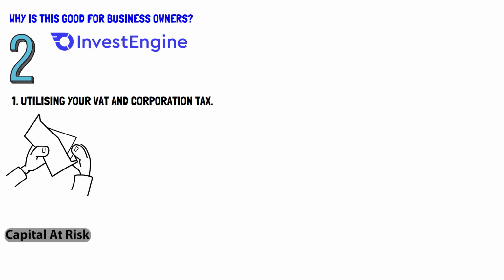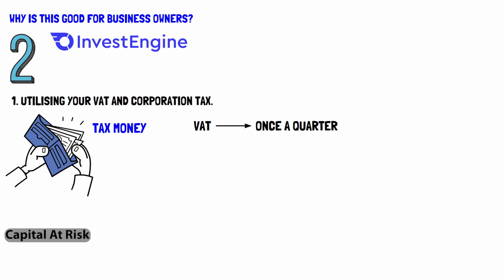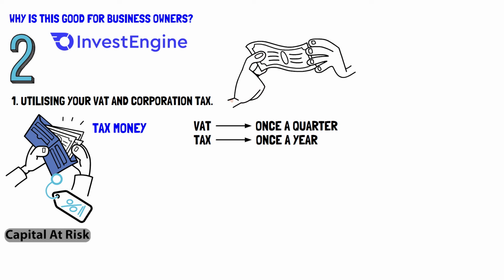Business owners typically put tax money aside ahead of time, ready to pay it when the time comes. VAT is typically paid once a quarter, while corporation tax is typically paid once a year. During these periods, this money is idle, and business bank accounts may pay little interest. Instead, you can put the money to work in a low-risk money market fund or bond ETF.